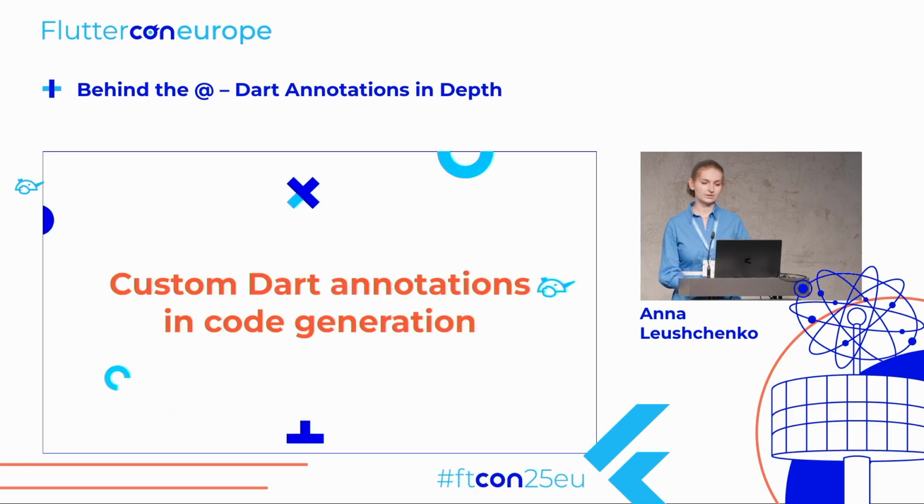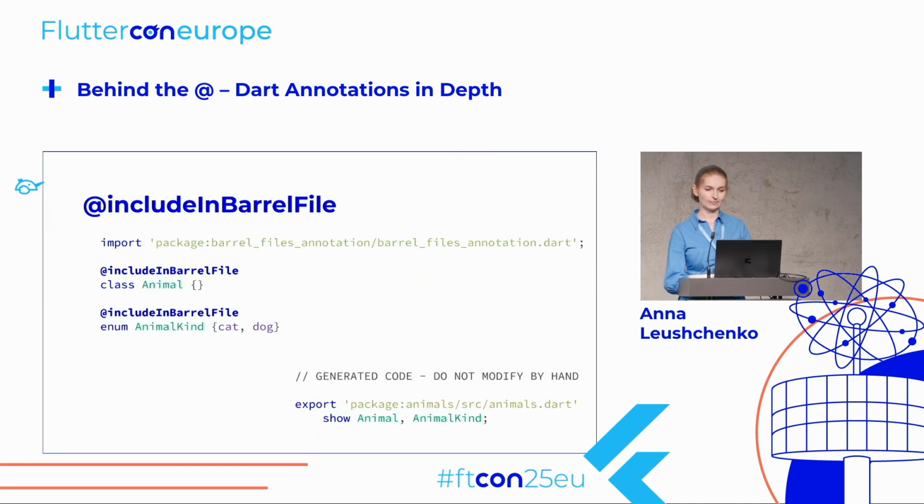And second conclusion is that we can create custom annotations that will drive custom code generation. Well, in fact, in this context, all of the annotations, including JSON serializable, freezed, injectable, auto-route, REST API, all of them are custom. And for this example, I will demonstrate an annotation from my barrel files generator package.